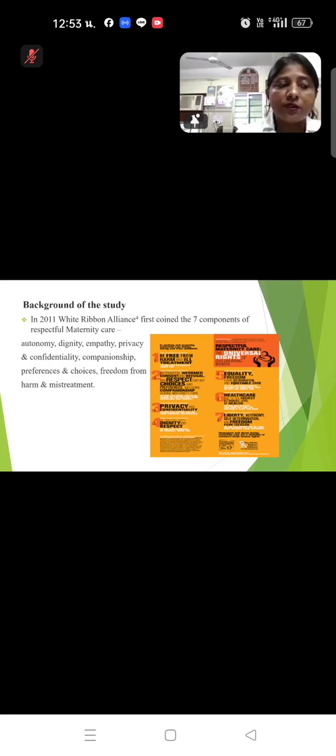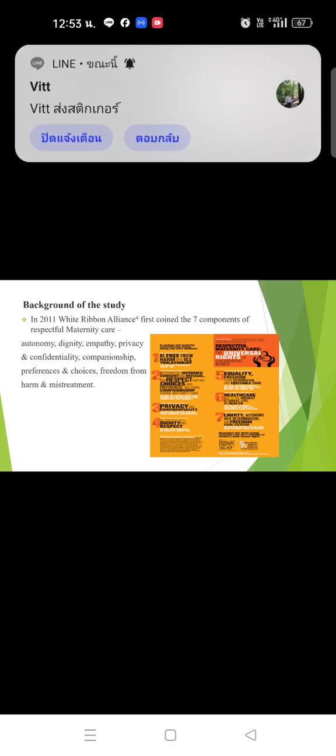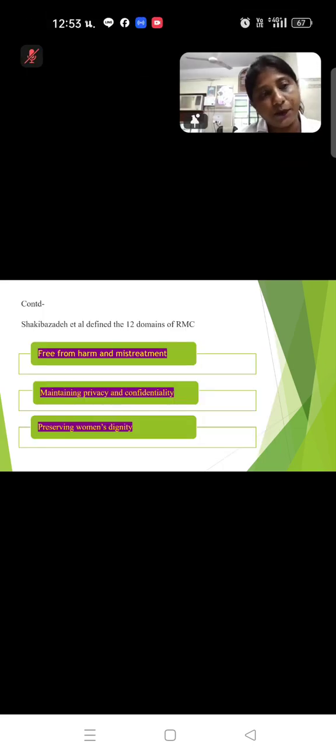Next, in 2011, the White Ribbon Alliance first coined the 7 components of respectful maternity care, which are autonomy, dignity, empathy, privacy and confidentiality, companionship, preferences and choices, and freedom from harm and mistreatment. Recently, the literature focuses on RMC, meaning respectful maternity care, as a broader aspect. It becomes a more positive concept, beyond the absence of mistreatment and disrespect. Quality of the physical environment and resources was introduced in the components of respectful maternity care.